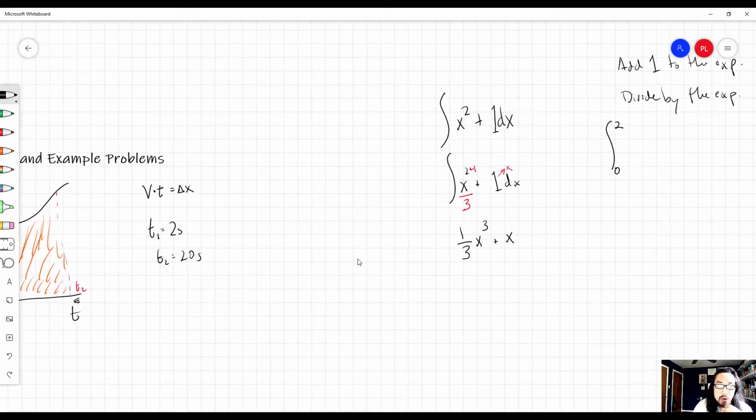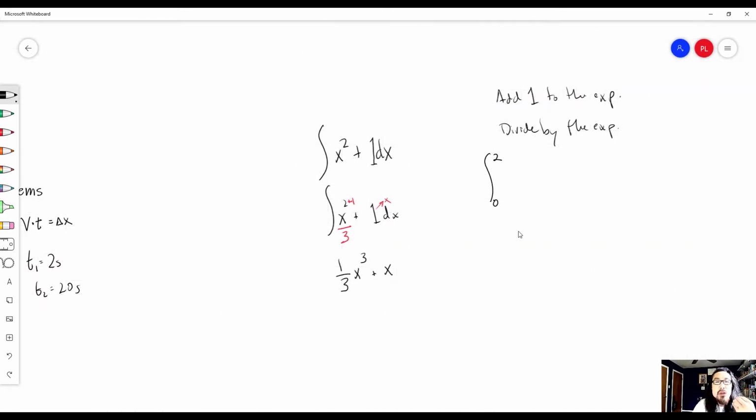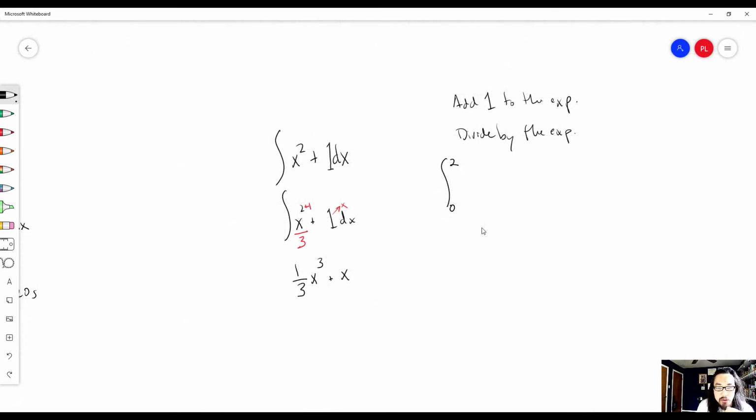So this 0 and 2 are the bounds. This 0 at the bottom is my leftward bound, and this 2 is my rightward bound, my initial and my final. I'll actually write that there because that's very important. This upper bound is your final bound, and this one right here is your initial bound.